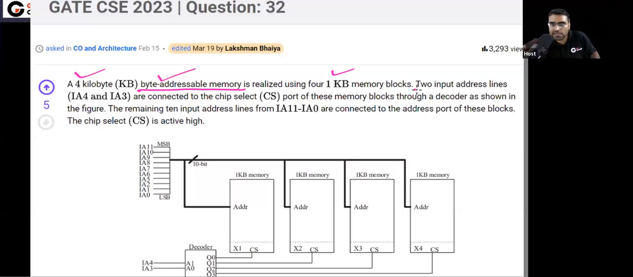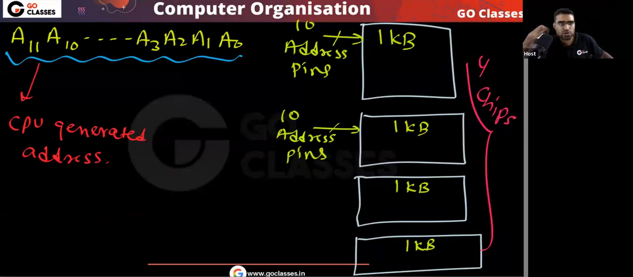The question is saying that 2 input address lines, which ones? Which are used to select a chip? You are using A4, A3 to select a chip. This is interesting, right? They are connected to the chip select port of these memory blocks through a decoder. Is this clear?